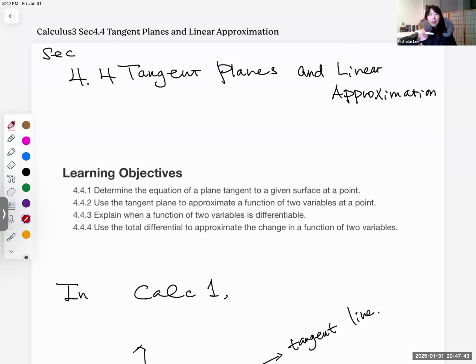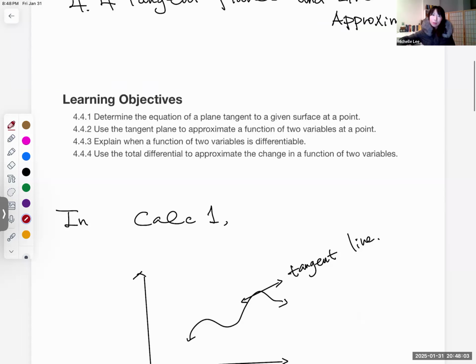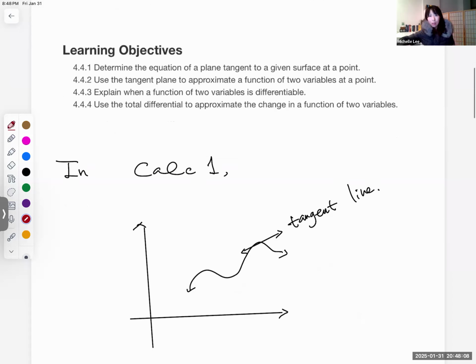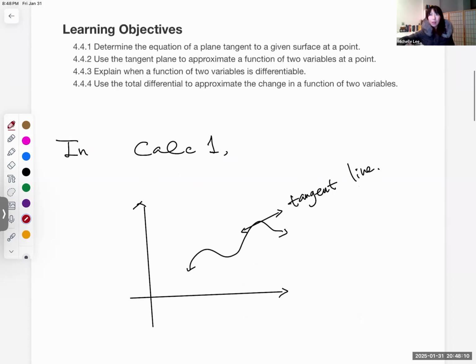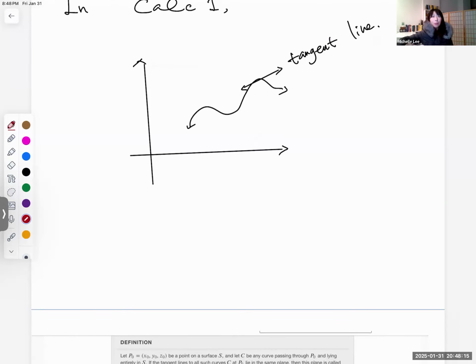Hello everyone. Today we have section 4.4, tangent planes and linear approximation. This is a similar concept to Calculus 1. In Calculus 1 we talked about the tangent line, right? We know what a tangent line is. The line just touches the graph, right? Then in Calculus 3, what is the tangent plane?